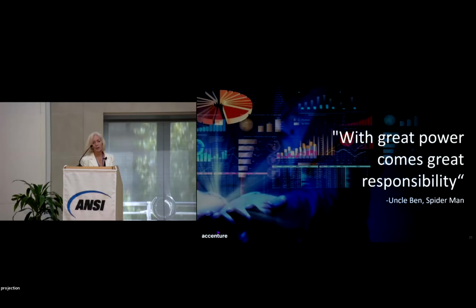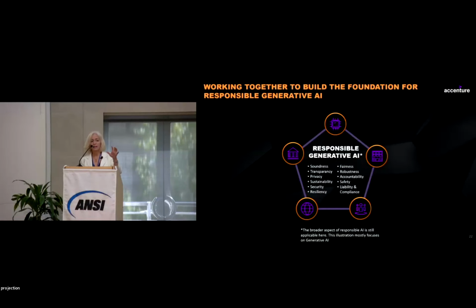But with great power comes great responsibility. And this is the part that I think this group is so material to. Because to get all these things right and to create an ecosystem where we can function responsibly, and we think about it as responsible AI, and this is a part of it, responsible generative AI. There are a number of principles we want it to espouse, and those are in the center. But how do we get those?